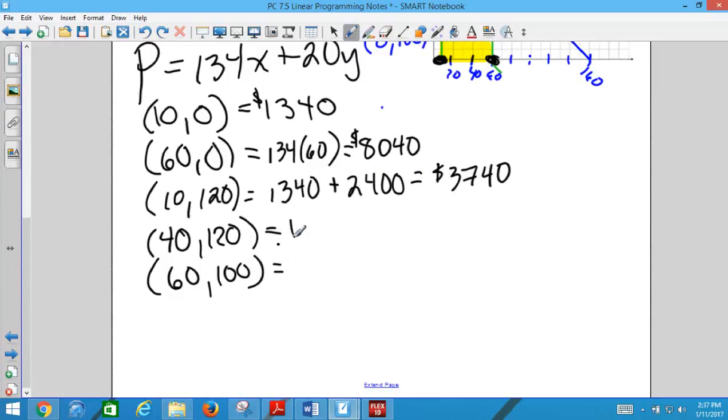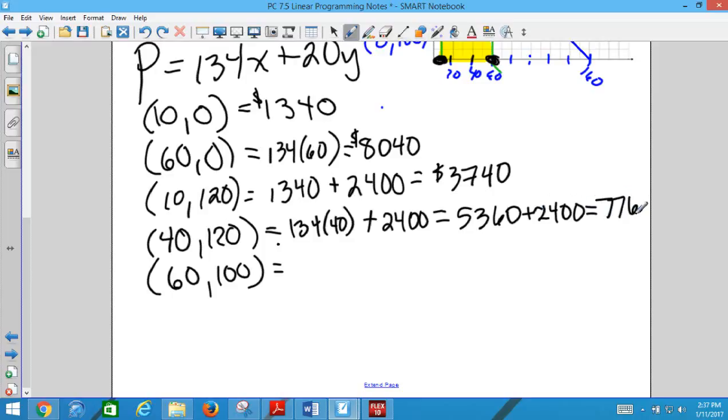So we do 134 times 40. I don't know what that is. Probably on my paper. 5,360. Do you know what it is? Or the total? Oh, the total is 7,360. That's what I had on my paper. It's just the total. Oh no, I had it. 7,760. So far, not winning. So far, 60 is winning.